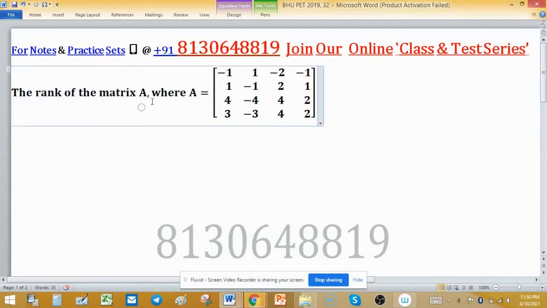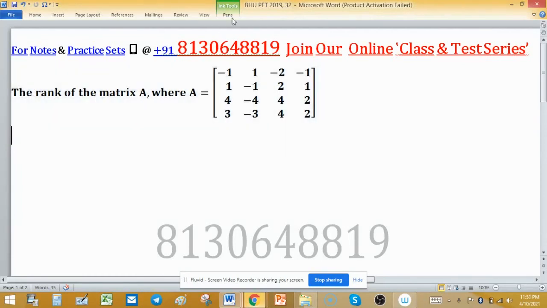Now find the rank of the matrix A, where A is this matrix. So how to find the rank of this matrix? First we know what rank is. Rank is the greatest minor which has non-zero determinant. In terms of non-zero rows or column vectors, this is known as rank. So first of all, row reduce this matrix and find the number of non-zero rows.